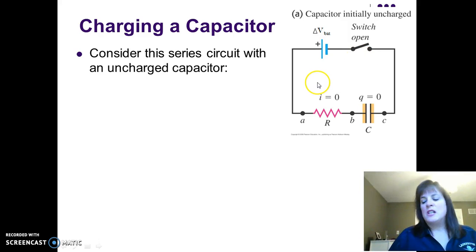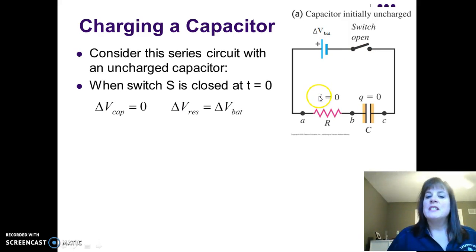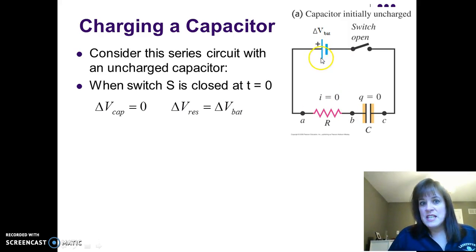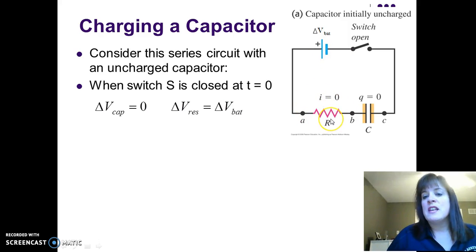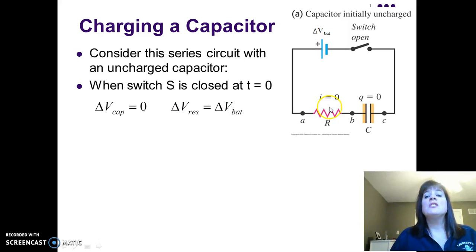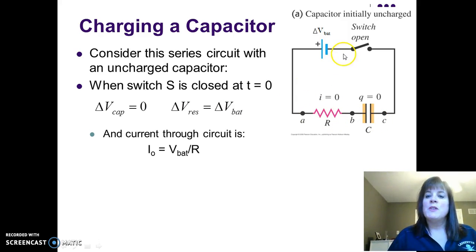But as soon as we close that switch, what happens is initially at t equals 0, there's 0 voltage across the capacitor. So therefore, all of the voltage of the battery is across that resistor. And the current that initially flows through the circuit is the amount of current that would flow as if this capacitor wasn't here. So the current would be the voltage of the battery divided by the resistance of the resistor, because it would be like a simple circuit.